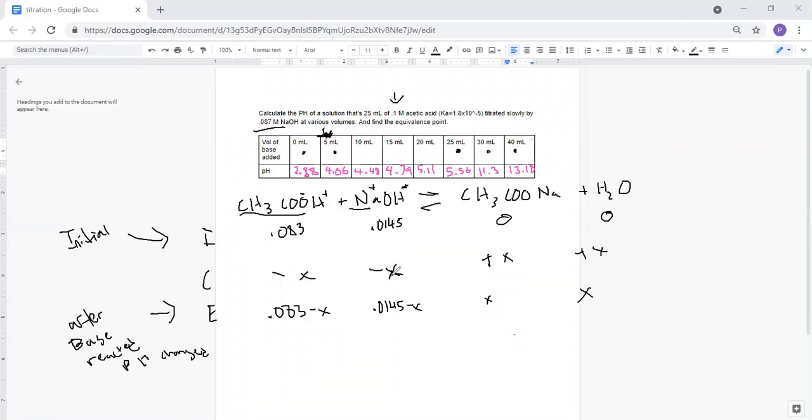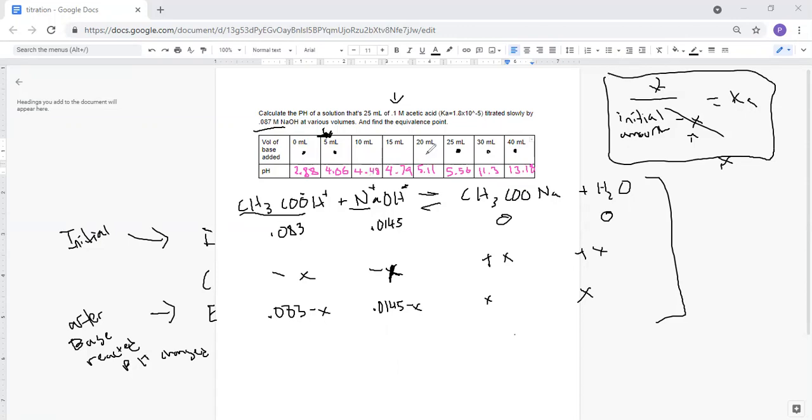You won't be able to solve this if you don't know what X is. In the other equation where it was 0 mils, it was easy because we had our initial amount. Then we had minus X, and then we had a Ka. We ignored the X, and we were able to solve for X by ignoring this. But the thing is, we're not using the Ka method because as soon as we add base, we're in a buffer zone when it comes to these types of titrations.